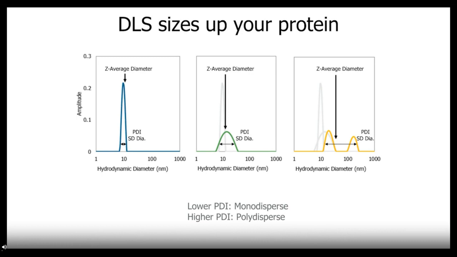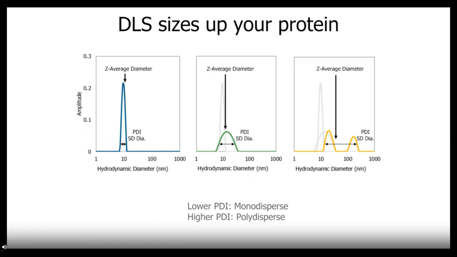Dynamic light scattering, or DLS, which is Uncle's third detection method, is a highly sensitive technique to give you data on your protein size and size distribution. Here we're looking at some example data of a monomeric sample in blue, a sample with some aggregation in green, and a sample with significant aggregation in yellow. I want to point out that the x-axis is in a log scale.